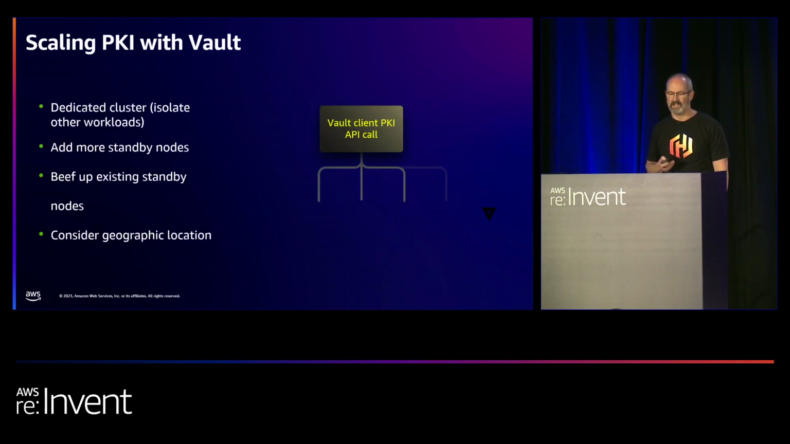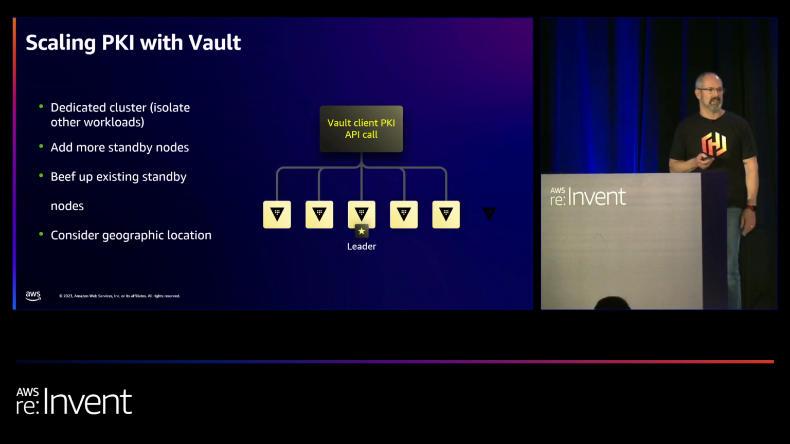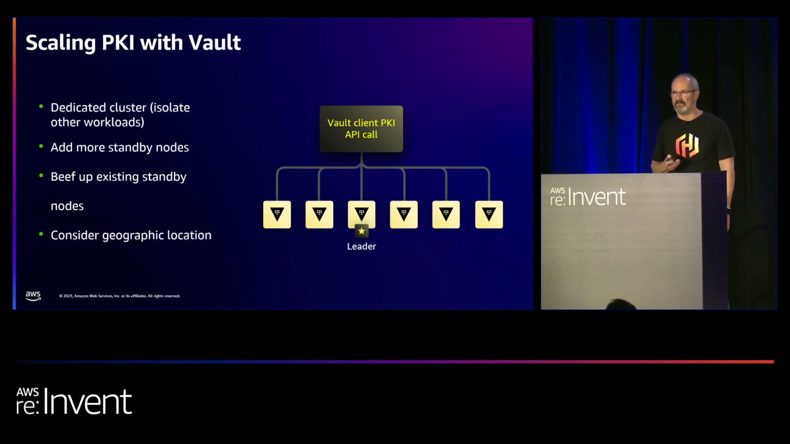In terms of scalability, Vault is already extremely scalable. A single PKI node can process thousands of requests per second, but you can always add more standby nodes. If you're using Vault for multiple different types of secrets management, you can create a dedicated PKI cluster for Vault in terms of performance. You can beef up the standby nodes, increasing the hardware, the CPU, all those normal things you would do to scale something up. And then you can also take into consideration geographic location, where you're putting the clusters, that makes most sense for your PKI management.